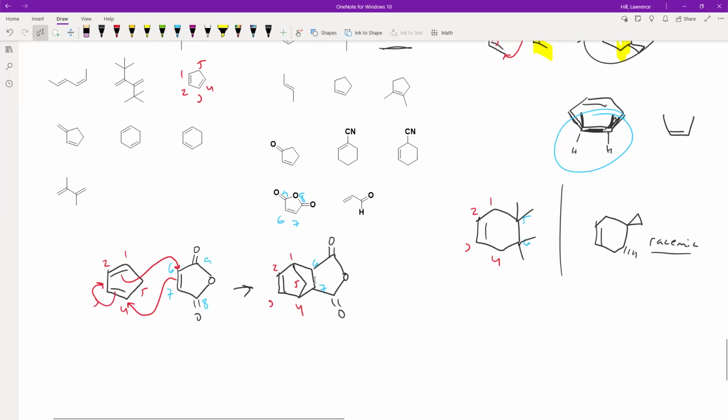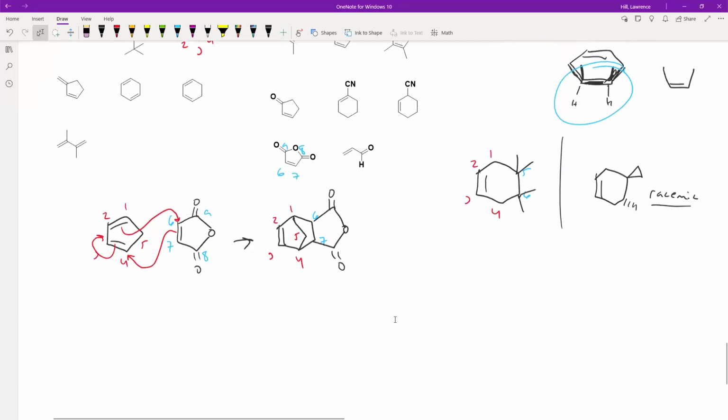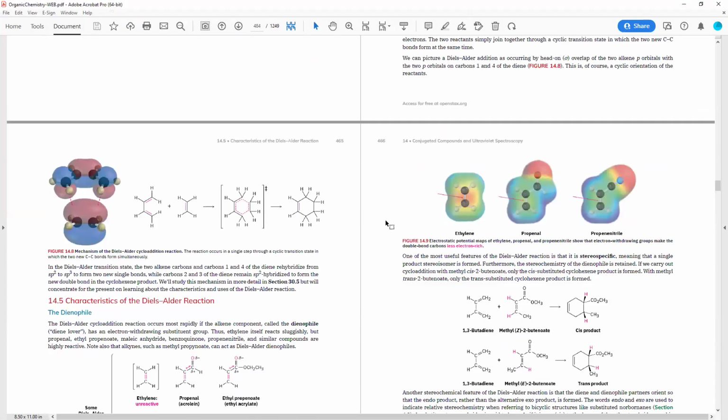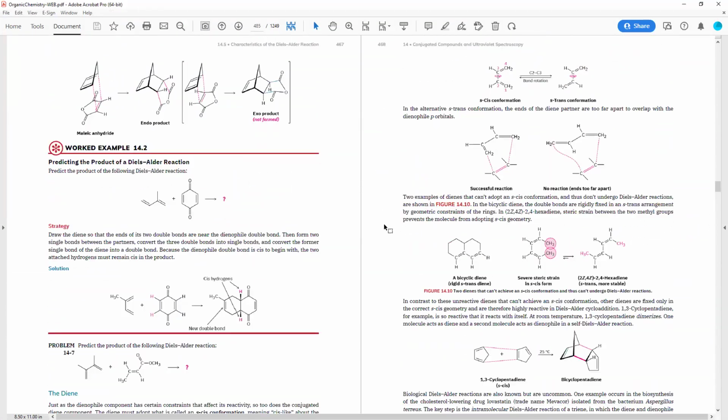If we think about this product, we know that both of these carbon atoms had to be added to the same face of the cyclopentadiene ring. But do they prefer to add to the top face, the bottom face, or no strong preference? And this is where that idea of secondary orbital overlap comes in. I think it's probably going to be easier for me to show you the picture from the text.